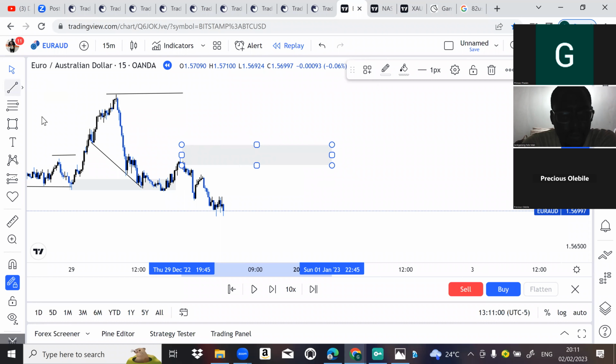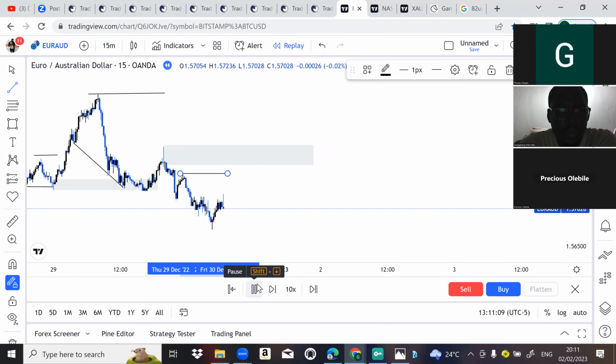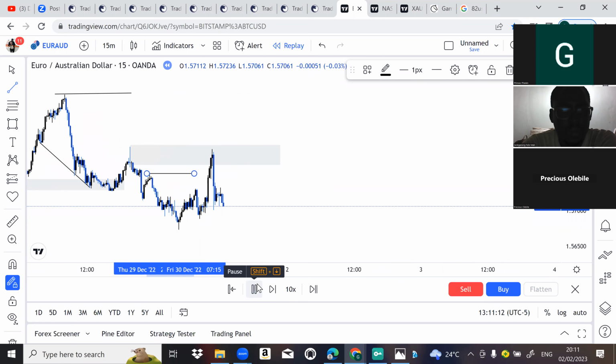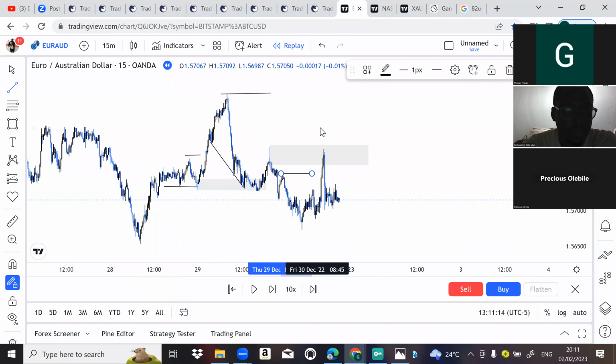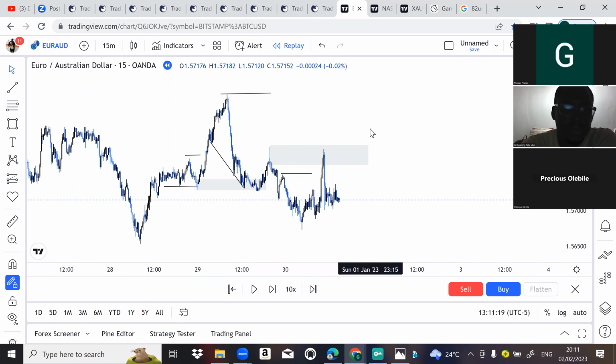From the supply zone, we have inducement. Wait for the price to return to the supply, then we sell. As we can see, this is what we have: supply and demand, supply and demand. So go and try backtesting. So that's all for today.